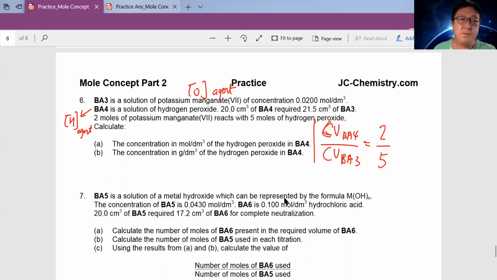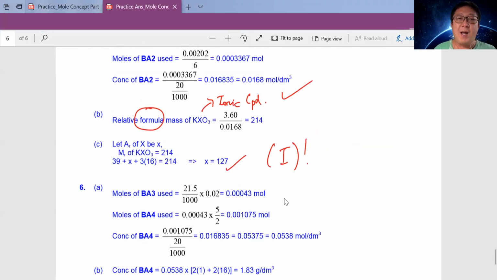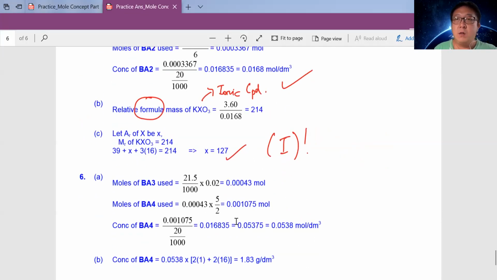Okay, so this is a long way to do it. Can you see? Honestly, for practice, I don't mind you all doing this, step by step, pushing through. But you must understand that in the time of an exam, you probably need more time for other MCQ or structured questions. So feel free to deploy the formula C1V1.